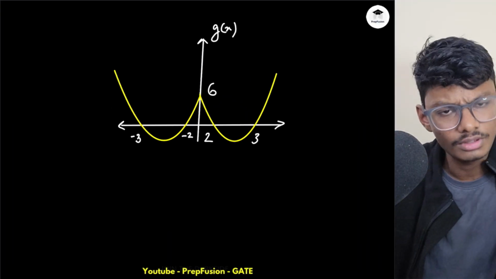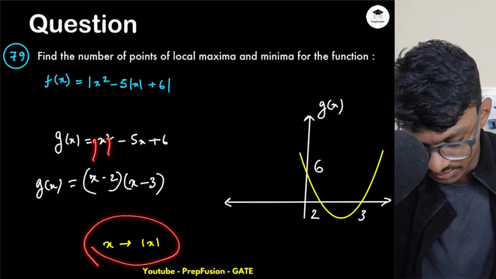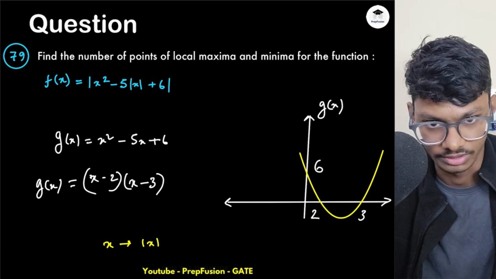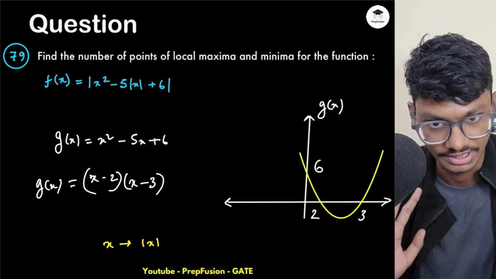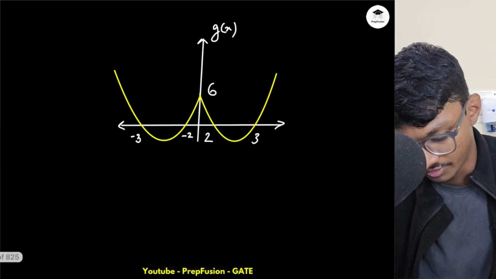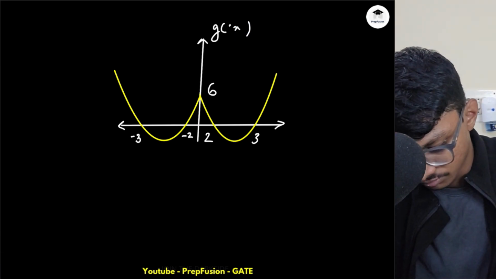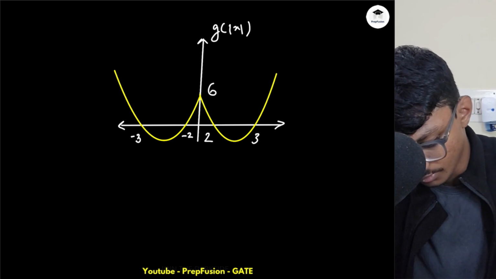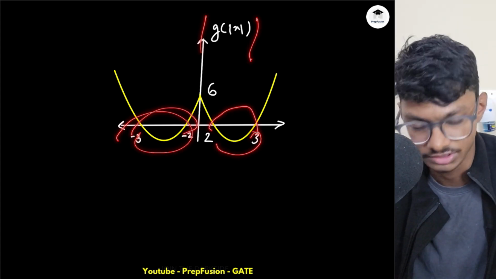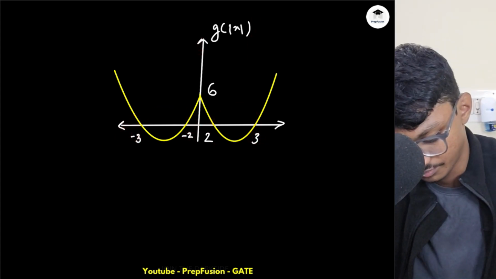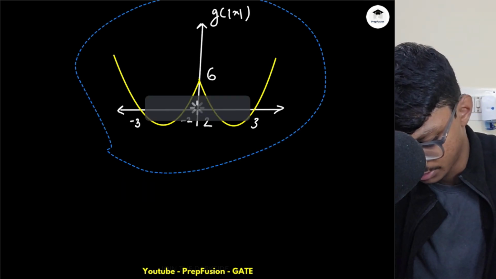Next, if I replace x with mod of x, the square is anyways x square, because that is always positive. That's why this is written like this. Now I will take the mod of the whole function. So this is simply g of mod of x. Now if I take the mod of this whole function, whatever is negative, the mod function will just make positive. So I will again just copy this.